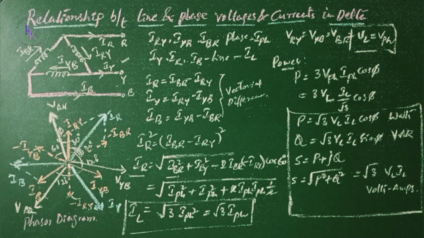This is regarding the relationships between the line and phase voltages and currents, as well as the powers in delta connection.